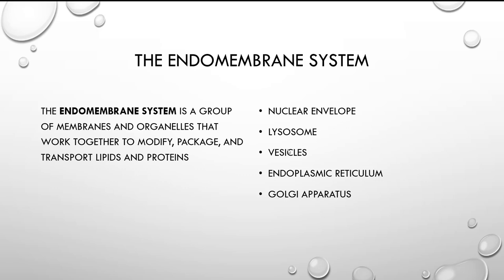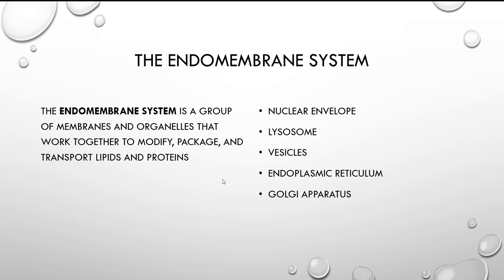And so here are the components that are involved in that pancreatic cell to make the insulin. We have the nuclear envelope, we have the lysosomes, we have vesicles, we have endoplasmic reticulum, and we have Golgi apparatus. So we're going to go through each one of these structures within the cell. We're going to describe their functions and how they work in this endomembrane system to produce the end product.